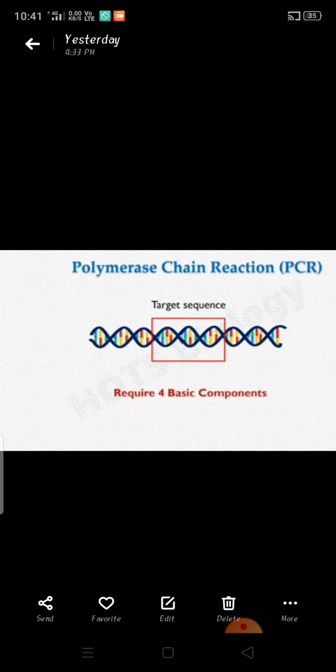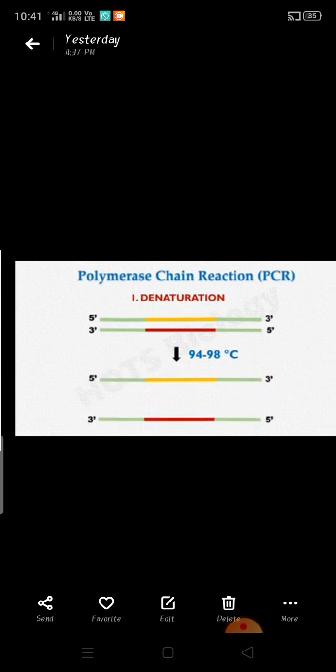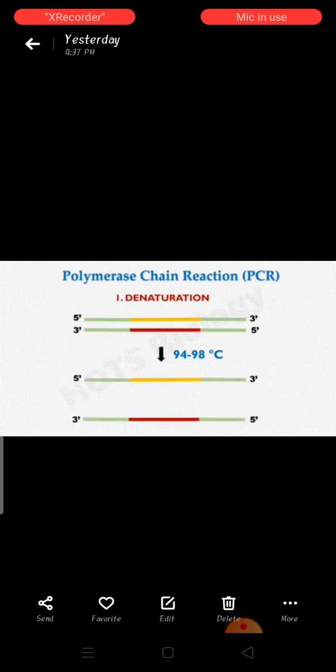PCR produces a large quantity of the target DNA sequence from given DNA segments. PCR is a DNA replication reaction. The polymerase chain reaction has 3 steps. The first one is denaturation.